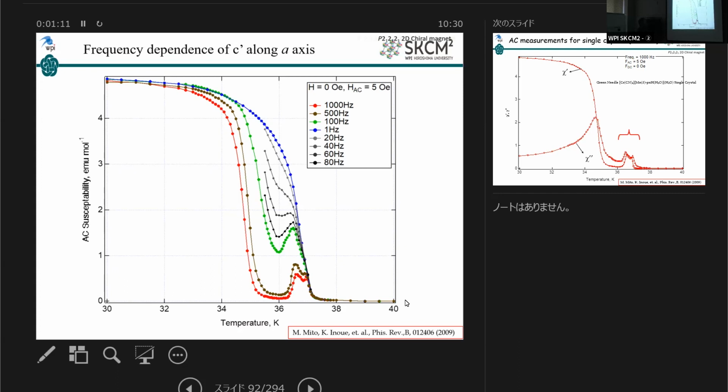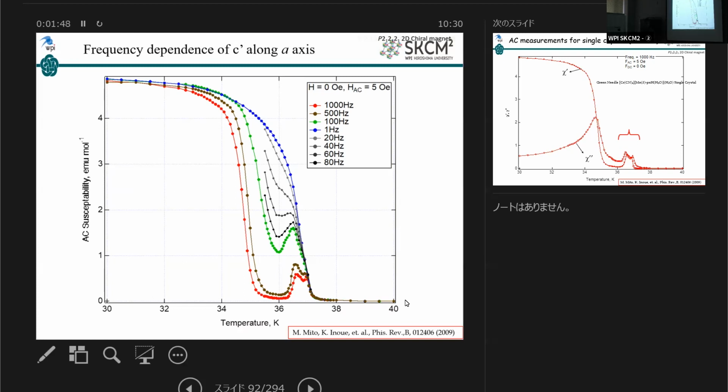One of the special properties is this one. This is the field dependence of AC magnetization. The one hertz is the blue one. This compound has magnetically helical spin order at 38 or 37 Kelvin. They are in the ordered helix state. But if we apply a high frequency AC magnetic field, the TC is going to go down.